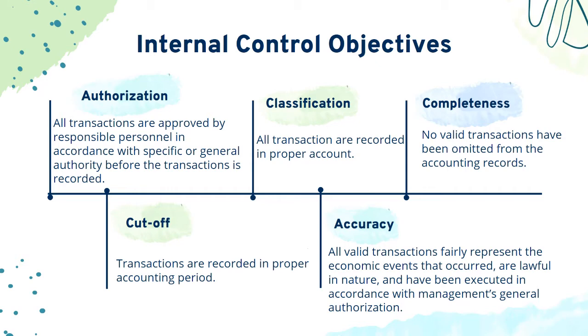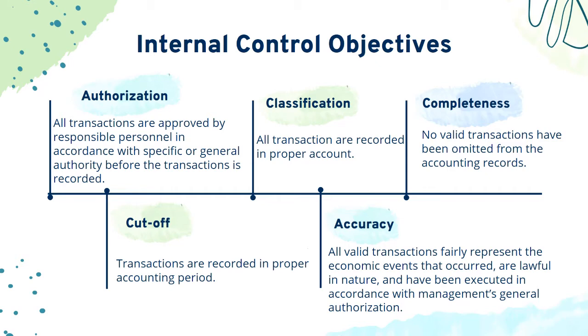And last but not least is accuracy. All valid transactions fairly represent the economic events that occurred, are lawful in nature, and have been executed in accordance with management's general authorization. This actually means that there have been no errors while preparing documents or in posting transactions to the ledger, and they have been accurately reflected within the financial statements at the appropriate amount.